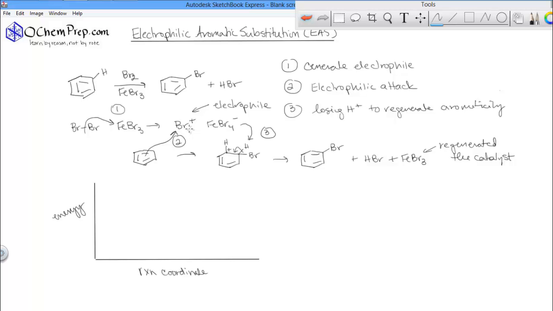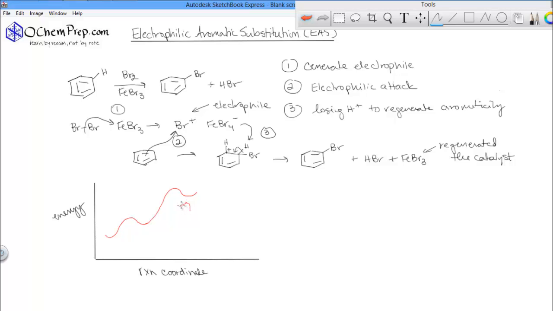Now, if you look at these 3 steps of the reaction according to energy and the reaction coordinate, the first step has a fairly high activation energy. It goes like that, and that's the beginning. That's the generating of the electrophile. The next step is the rate determining step, or RDS. So this will be the highest hill. And right here is our carbocation intermediate.